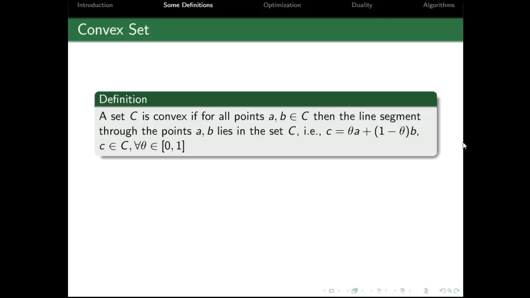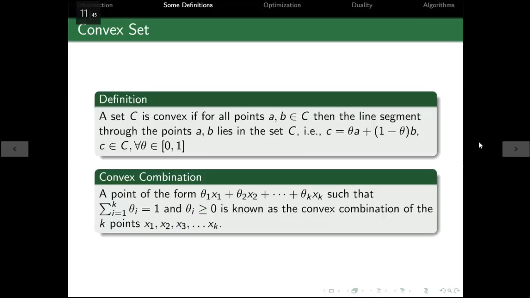Next, let us look at the definition of convex combination. A point of the form theta 1 x1 plus theta 2 x2 so on till theta k xk such that the coefficients sum up to 1 and the coefficients are non-negative is known as the convex combination of these k points.